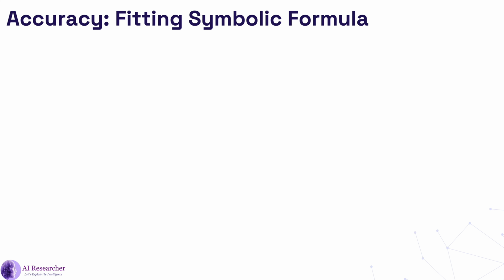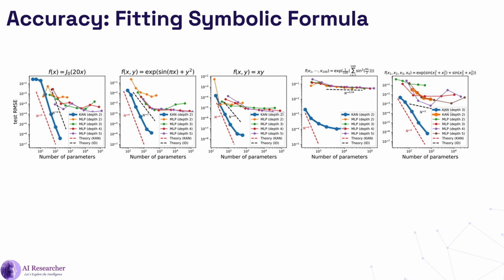In this slide we will see what that is. Here it's fitting symbolic formula. This provides a comprehensive analysis between KAN and MLP across 5 different mathematical functions. First is the function types, so the figure shows a comparison between several types of functions. We also see the depth variation, so both KAN and MLP are analyzed at various depths, from 2 to 5.